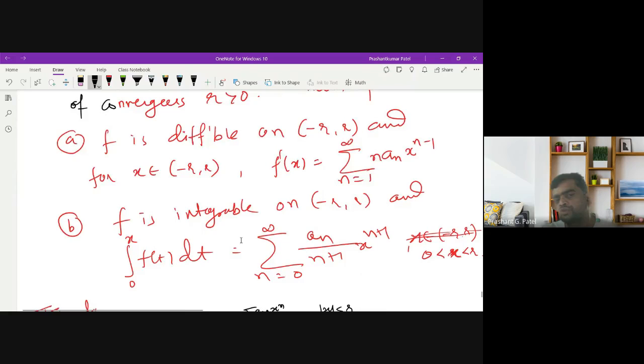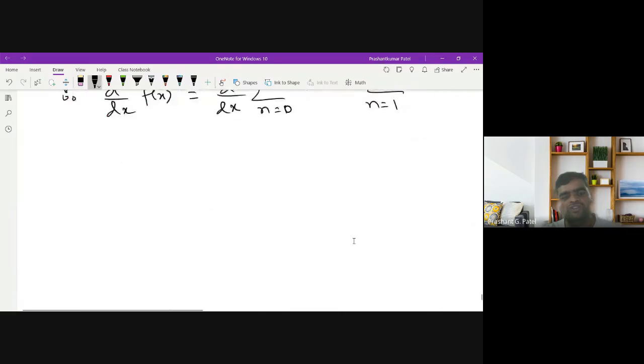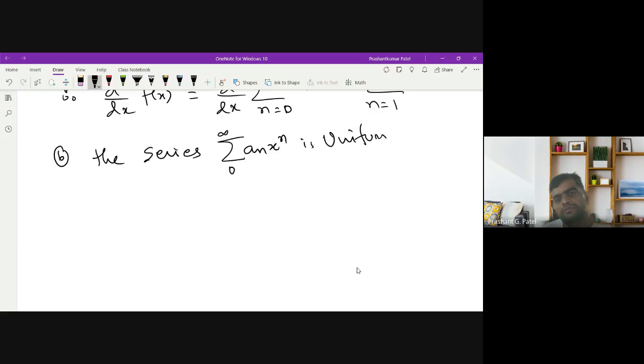Now to do the second statement, we require just that the series is uniformly convergent, because under uniform convergence, for integrability you can interchange the summation and the integration sign. That also we have learned. So to prove the second part, we require just that the series summation an x raised to n running from 0 to infinity is uniformly convergent for all x which belongs to -R to R.